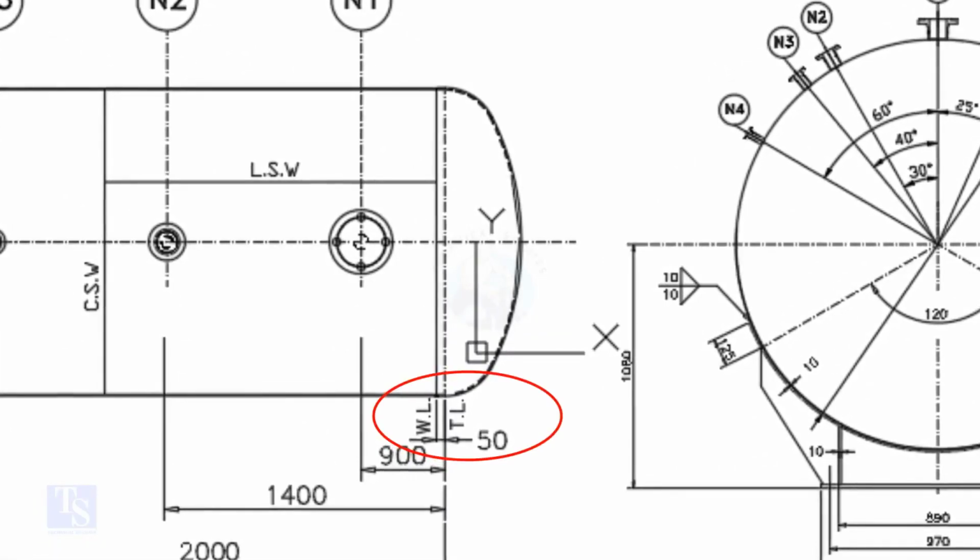What is TL and WL? TL stands for tan line and WL stands for weld line. The surface between the TL and the WL is called SF or straight face. Here, the straight face is 50 millimeters.